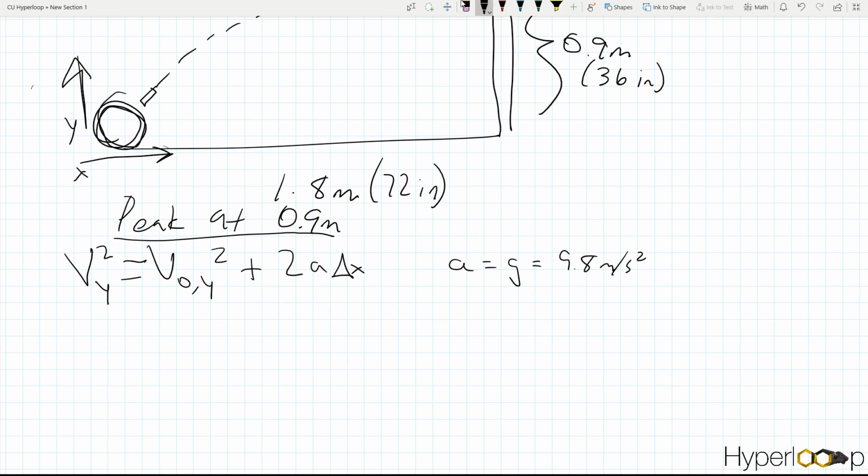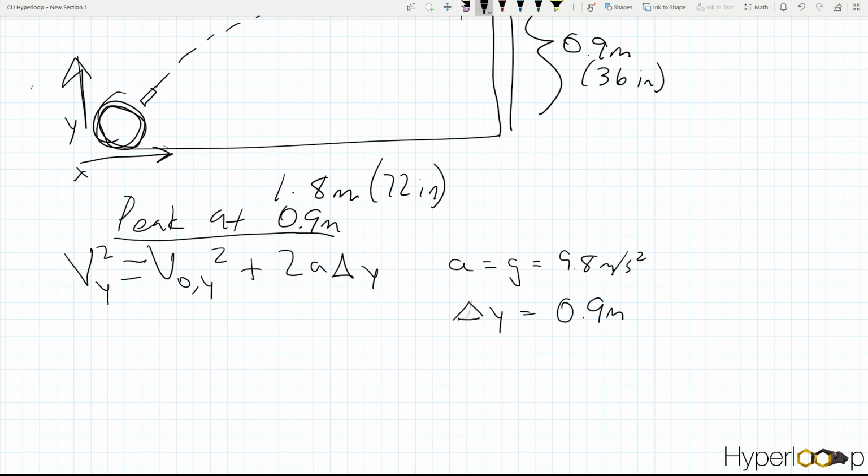So our delta x is equal to 0.9 meters. And my apologies, let's do delta y rather, and not mix up our coordinates. Delta y is equal to 0.9 meters.